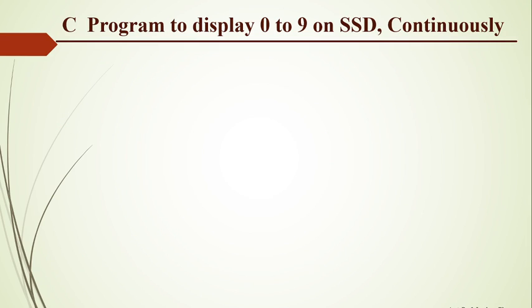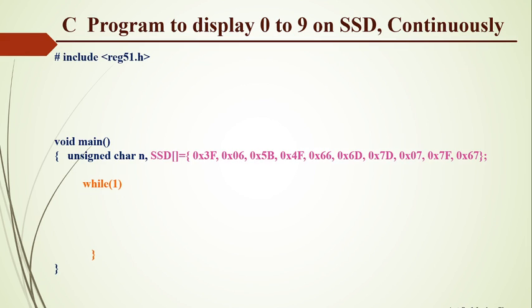Now the C program to display these 0 to 9 numbers on SSD. Here the first line is include reg51.h, then void main. We are using the variable n for displaying numbers from 0 to 9, and we are using the array SSD where all the hex values for the digits from 0 to 9 are mentioned. Here is the while loop, while 1, which means this loop will execute continuously, as we have to display these numbers continuously.